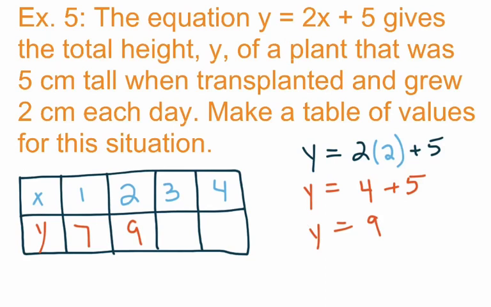Next I'm going to substitute in 3. Solving this by substituting in 3 for x, I get y is equal to 2 times 3 is 6, plus 5, and get y equals 11. So after 3 days of growth, the plant is 11 centimeters tall. Finally, I'm going to substitute 4 in for x to find out how tall the plant is after 4 days.